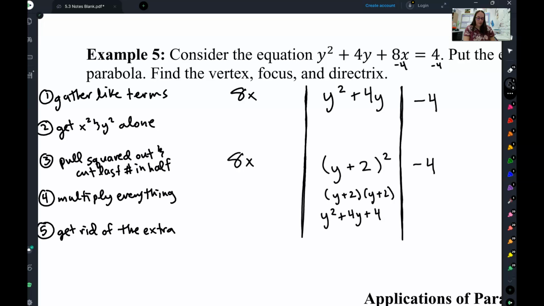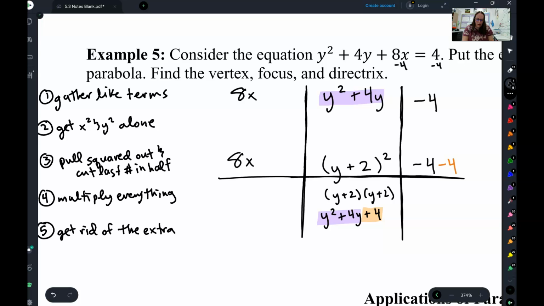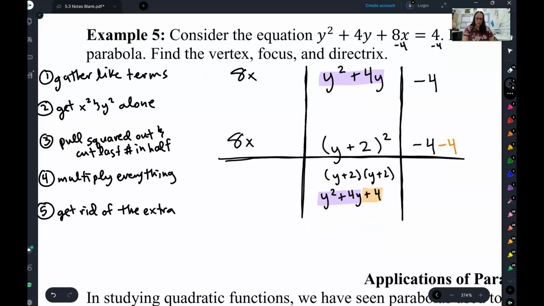And step 5, get rid of the extra, so let's match y squared plus 4y, y squared plus 4y. There's my check step, which means I'm on the right track. And my extra is that plus 4. So if I want to get rid of that extra, I'm going to minus 4 to get rid of it. So that right there is my completing the square.